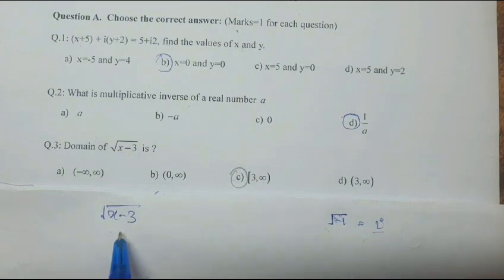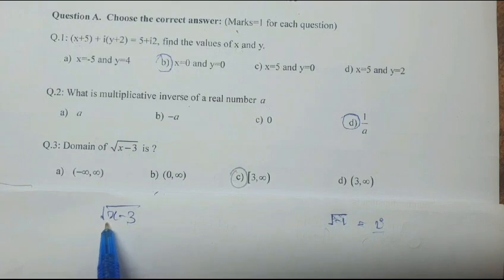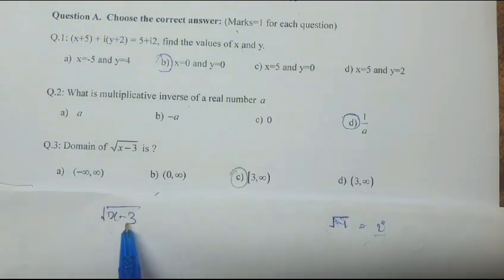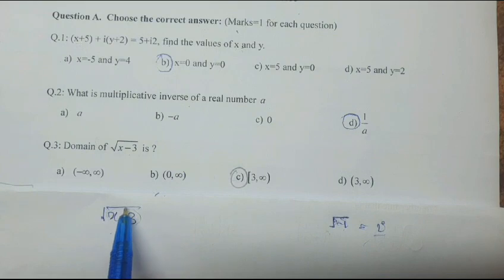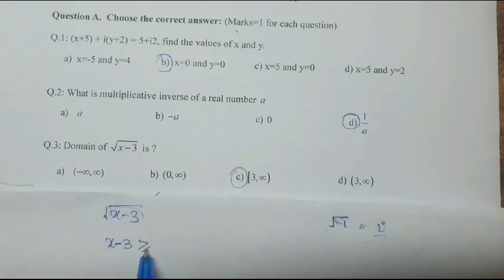So in order to find the domain of this function, we know that what is the domain? The domain of the function is such x values, the set of x values, where the function is defined. And we know that a square root function or radical function can't have a negative number, so we will set this expression, whatever is inside the radical sign, to be greater than or equal to 0.